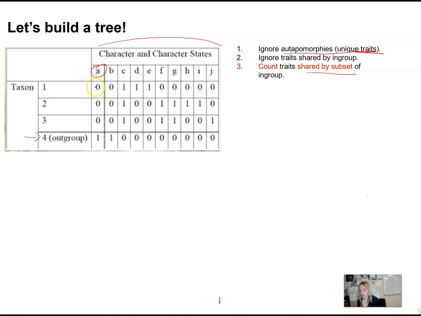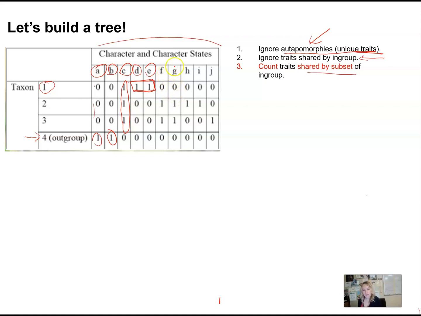Notice trait A. No one has it except the outgroup. Trait B, no one has it except the outgroup, so we're going to ignore that. And then trait C, notice how everyone has it except the outgroup. So now we say, okay, let's just ignore that for a minute, because everyone has it. It's not really helpful. And then we continue on. So we have traits D and E. You can see organism number 1 is sharing those 2, but they are unique only to them. So it means these are autapomorphies. So we're going to leave them alone for right now. And then here we go. We're getting somewhere.